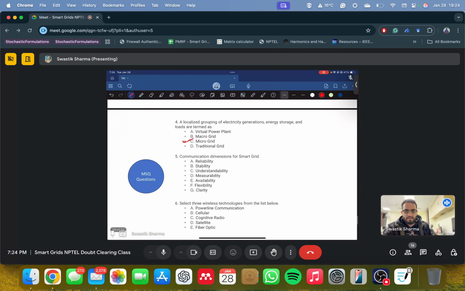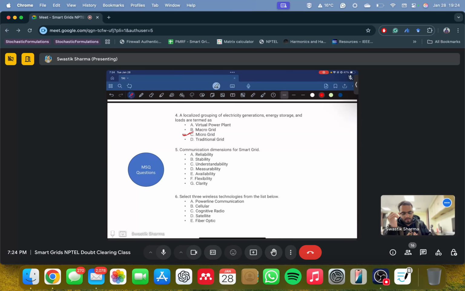Next, communication dimensions for smart grid. What the person who made this question wants to ask is what kind of things you want your communication systems to be in order for it to be a safe dimension for a smart grid. It should be reliable. Yes, reliable. If my communication system is not reliable, my smart grid is not smart, right? Should it be stable? Stability is also there.